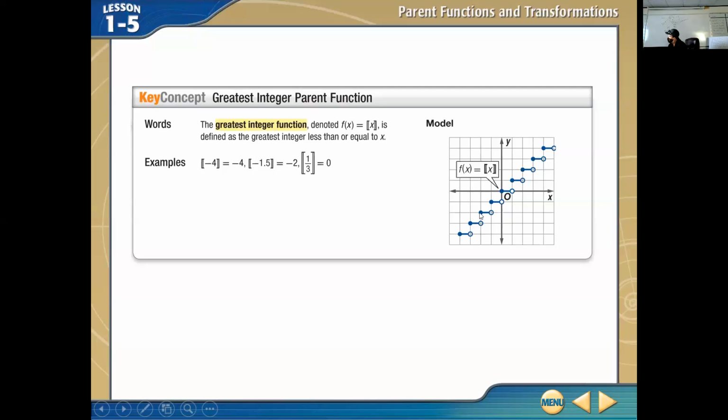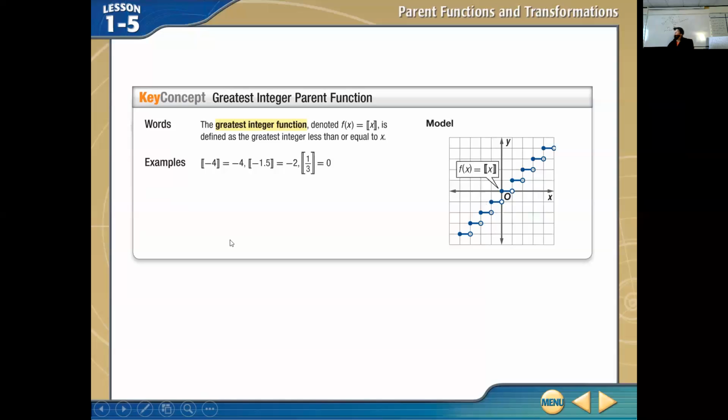And then once we hit -2, we'd make the jump, continue it along all the way until -1. Okay, and then at -1, we hit the jump, continue that all the way around until we hit 0. Remember that 0 is an integer, and you can see it has a closed dot at the point (0, 0). So all your decimals from 0 to 0.9999999 get rounded back down to 0.